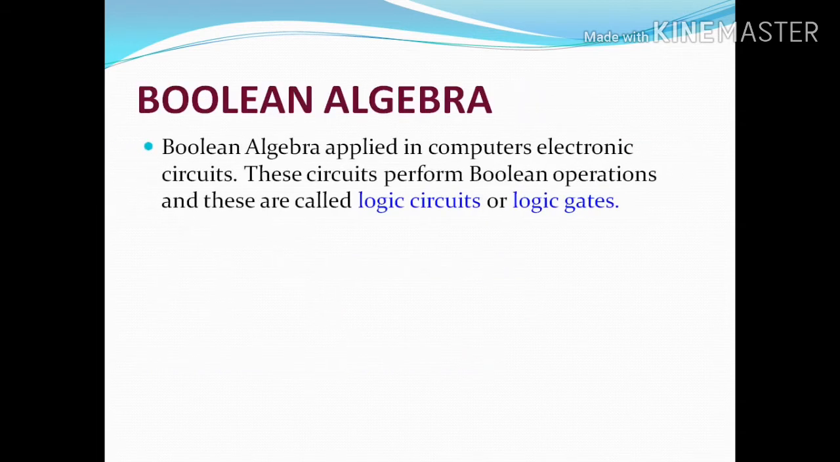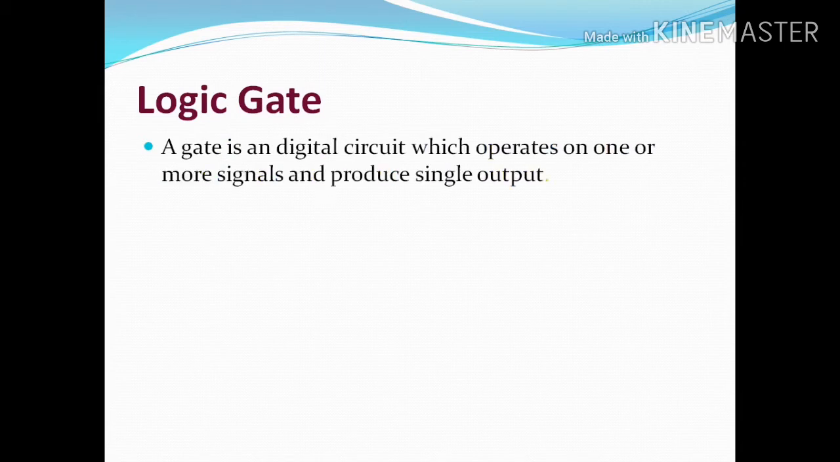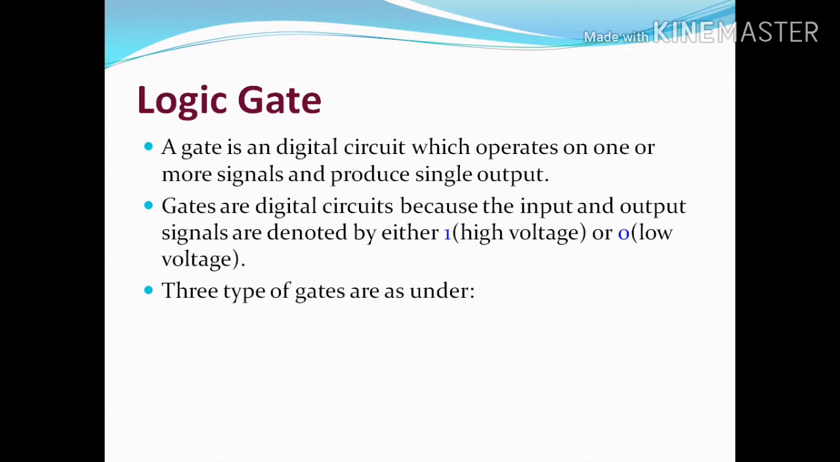Now, Boolean algebra, let's start. Boolean algebra is applied to computer electronic circuits. These circuits perform Boolean operations, and they are called logic circuits or logic gates. These circuits always represent Boolean operations. It is used by 3 logic gates, which are the very basic things of digital electronics for any type of signaling and their outputs. If one or more signals come as input and produce one output, the gates are digital circuits, because we get only 2 things, either 1 or 0, that is high voltage or low voltage.